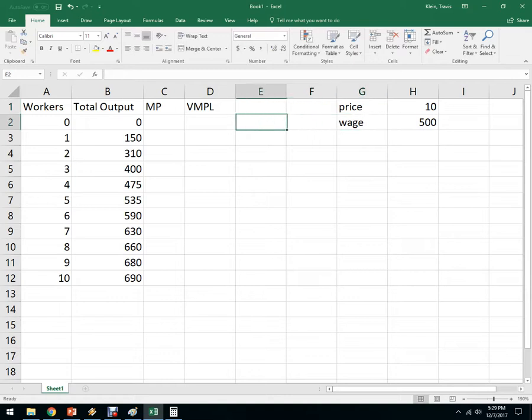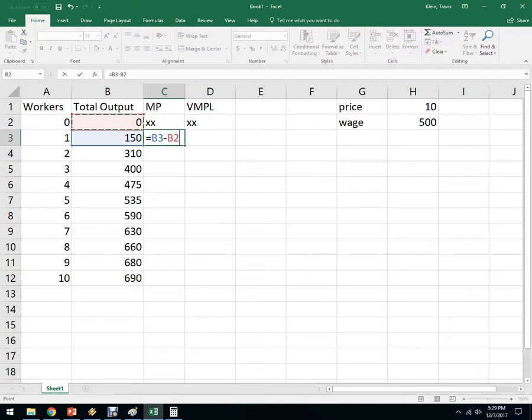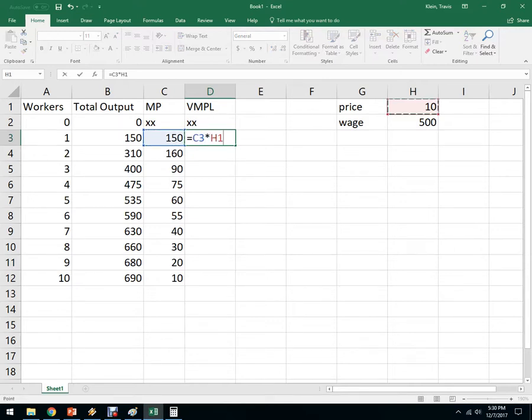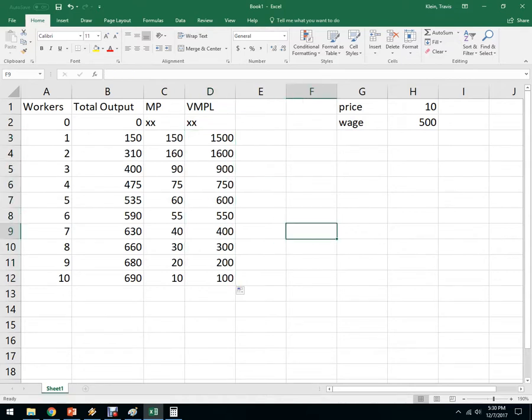price, $10. Okay, so marginal product, you don't care about that. So it's going to be this minus this. Okay, so the formula is this minus this, and just copy that all the way down. So now I've got the marginal product. Then I'm going to multiply the marginal product of labor times the price here, and I want the price to stay, so I'm going to put dollar signs in front of it, and then this gives me the value of the marginal product of labor.